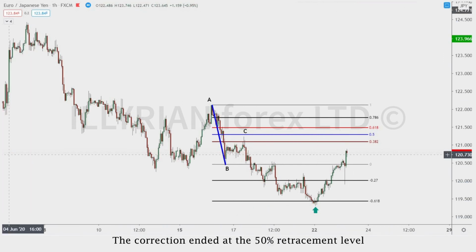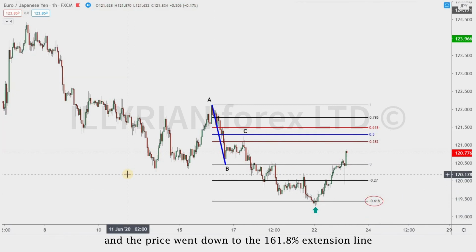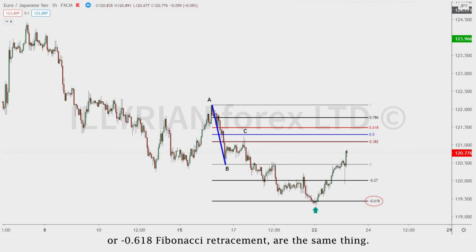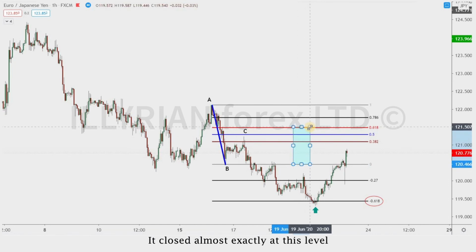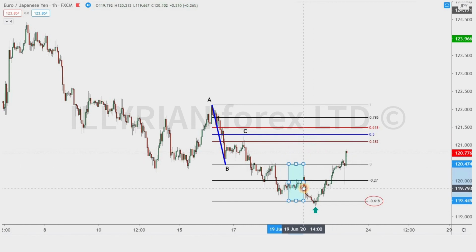The correction ended at the 50% retracement level and the price went down to the 161.8% extension line or minus 0.618 Fibonacci retracement. Are the same thing. It closed almost exactly at this level and, right after, we noticed a very strong bounce up.